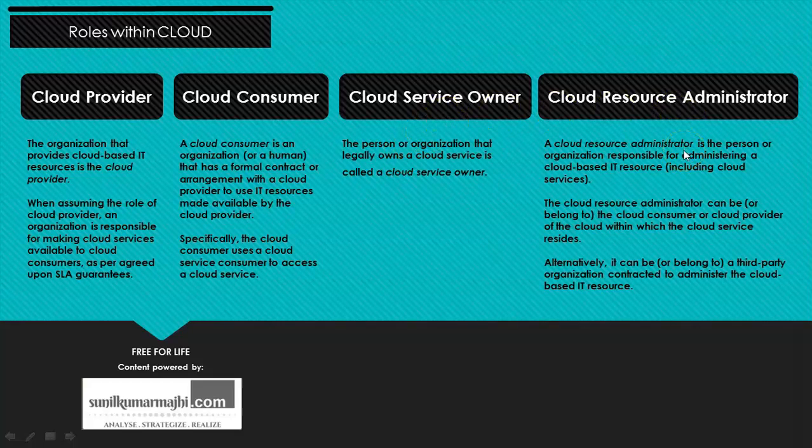Next comes the cloud resource administrator. A cloud resource administrator is a person or organization responsible for administering a cloud-based IT resource, including cloud services. The cloud resource administrator can be or belong to the cloud consumer or cloud provider of the cloud within which the cloud service resides. Alternatively, it can be or belong to a third-party organization contracted to administer the cloud-based IT resources. So whenever you are billing your customer, you need to have a cloud resource administrator.